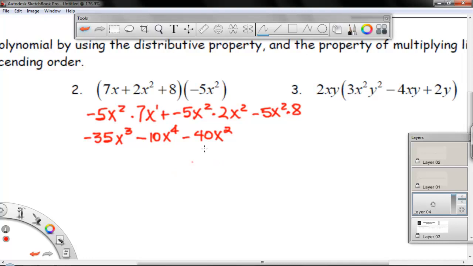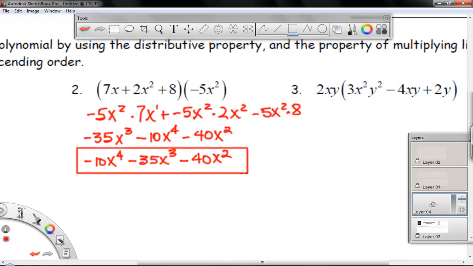Now the next thing that we're asked to do is write these in descending order. Remember, descending order has to do with the highest degree polynomial, and that degree is determined by the exponent that belongs to the x. That leaves us a negative 10x to the fourth minus 35x to the third minus 40x squared, and that's your final answer for number 2.